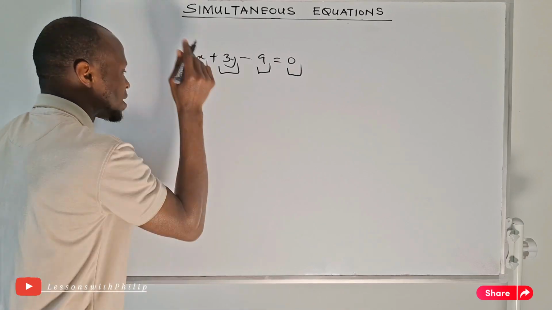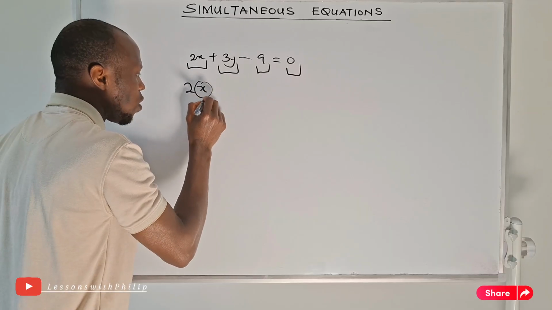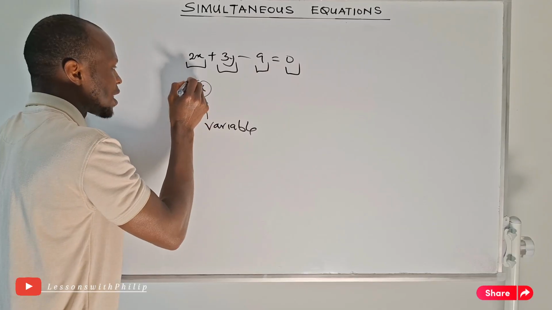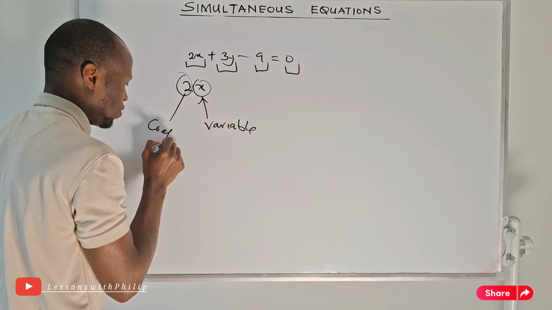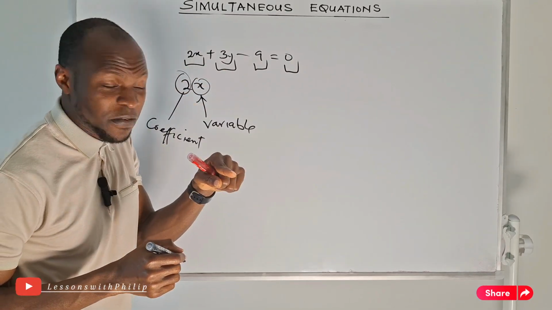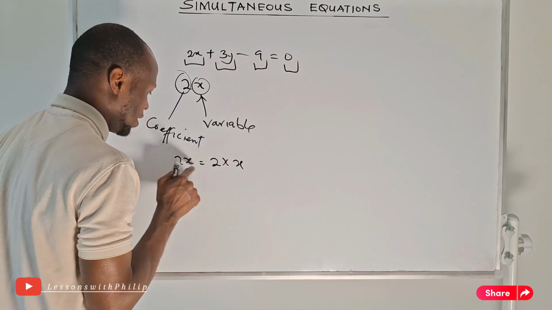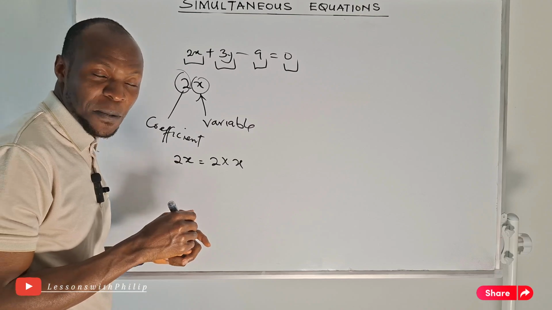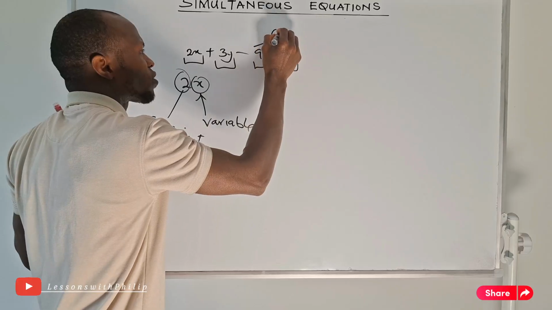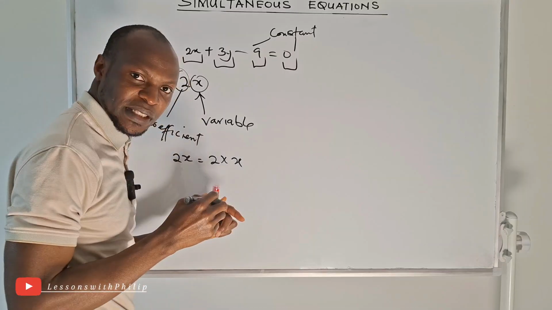Okay? Now, to explain deeper, we have said this 2x, this x is what we call a variable. But the 2 that is joined to x is known as the coefficient. So this 2 is known as the coefficient of x. Don't forget, this 2x is the same thing as 2 times x. The 2 is joined to x by multiplication. Same thing with this 3y. But this 9 that we have here is known as a constant. This 0 is also known as a constant. Do you get it now?